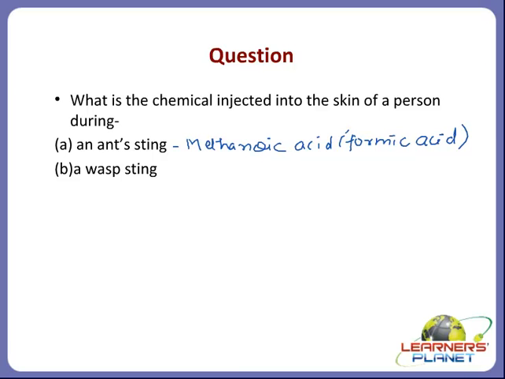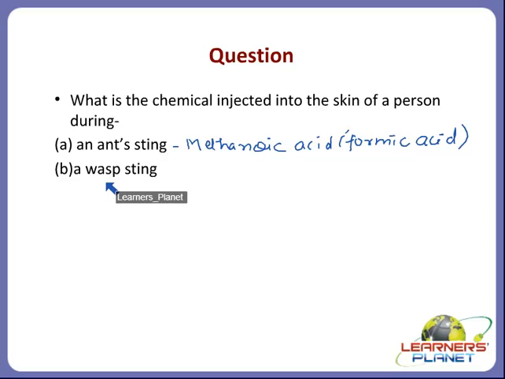Now students, can you guess what type of thing you should rub where an ant has caused a sting? As it is injecting methanoic acid, if you rub a base there, base is what? Washing soda you have got at your home. Even your baking powder is a base. You can just rub it at the place of sting. You'll feel relief.